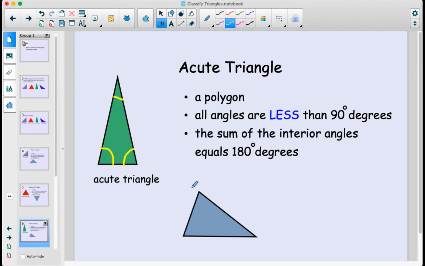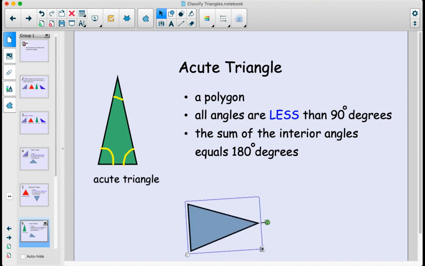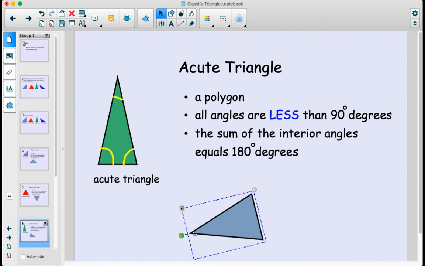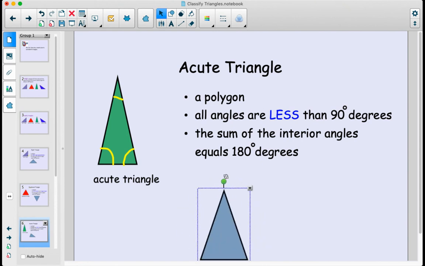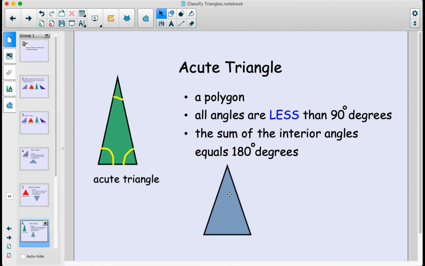But as with all other triangles, the sum of the interior angles is going to equal 180 degrees. And again, it does not matter which way the acute triangle is sitting. We can position it any way we want. It does not change its classification as an acute triangle.